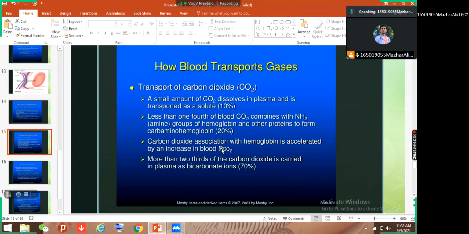The carbon dioxide association with hemoglobin is accelerated by increasing blood carbon dioxide. Here, this is the blood. So this maintains the partial pressure of carbon dioxide. So this small amount of carbon dioxide accelerates the carbon dioxide binding with hemoglobin. So this can play a role in the reaction. And more than two-thirds of the carbon dioxide is carried as bicarbonate. So 70% of carbon dioxide is transported to the lungs in the bicarbonate form, and 20% in the amine group, 10% dissolved.